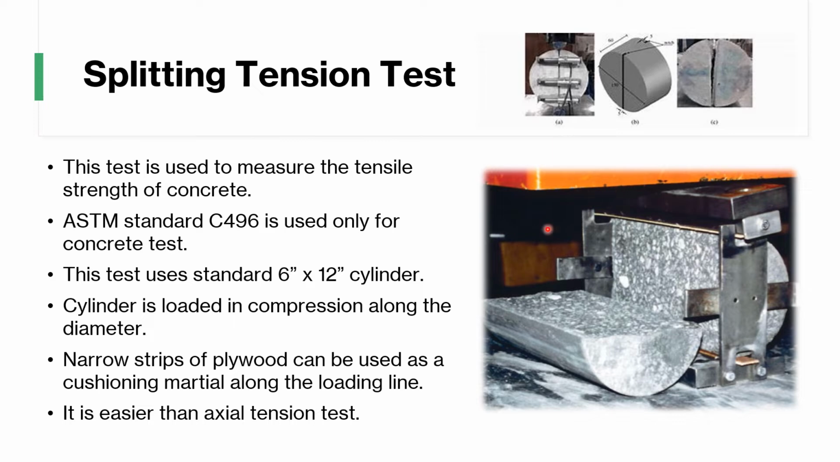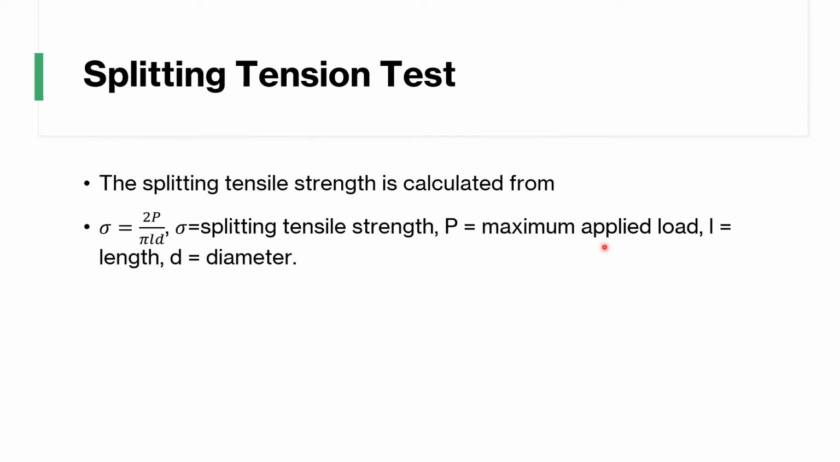This test uses a standard 6 inch by 12 inch cylinder, and you load it in compression along the diameter. Narrow strips of plywood can sometimes be used as a cushioning material. See this little wood right there? That's a cushioning material along the loading lines. It's easier than the other test, the axial tension test.